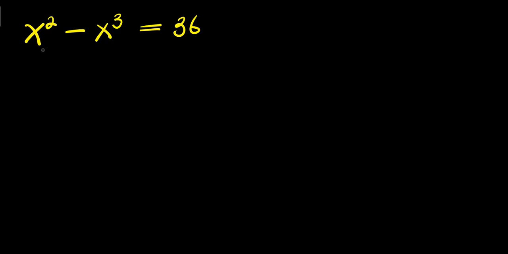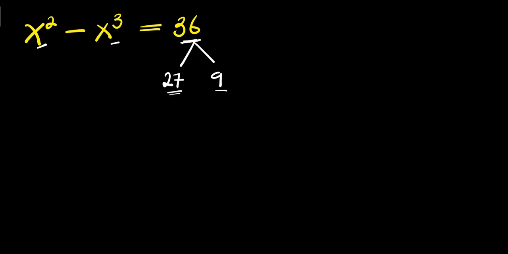Hello, how do you solve x power 2 minus x power 3 equals 36? Now, what we are going to do will be to express this 36 as summation of two numbers. And the two numbers are 27 and 9. Why do we choose 27 and 9?